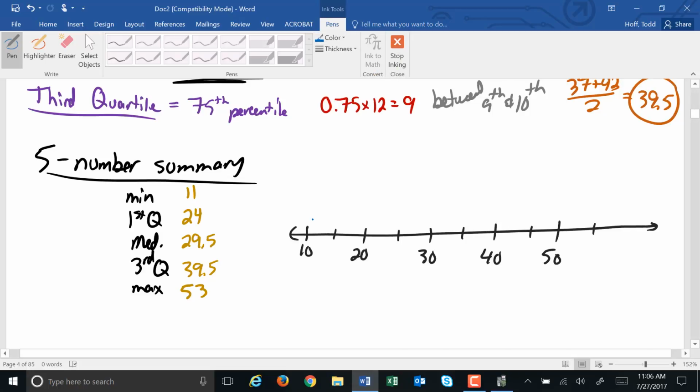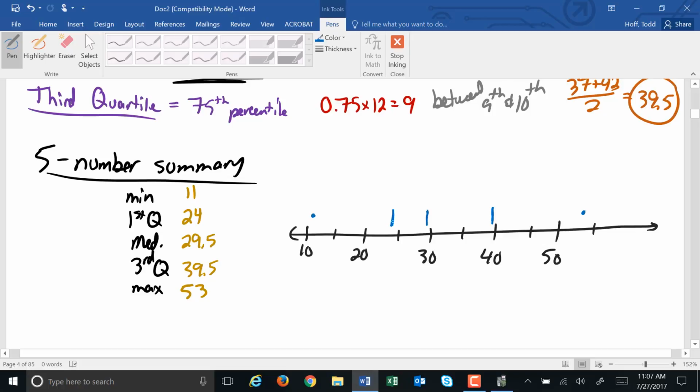We have the minimum of 11, first quartile of 24. I want to mark that first quartile with a slight line that goes up and down like that instead of just a dot. The median is 29.5 right here. Third quartile is 39.5. And the maximum is 53. So I'm going to put a dot at the maximum.